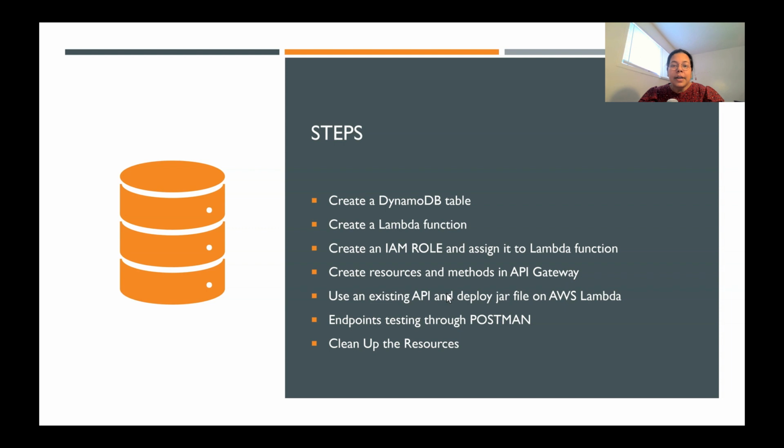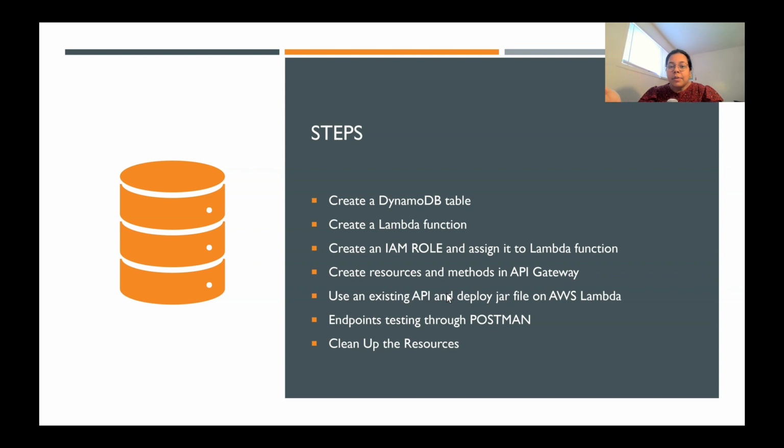Then we will be creating a Lambda function. We will also be creating an IAM role, and we'll be assigning it to the Lambda function. Then fourthly, we are going to create resources and methods in API Gateway. So we will be defining the endpoints. So the user will be hitting certain endpoints, making requests to the API Gateway.